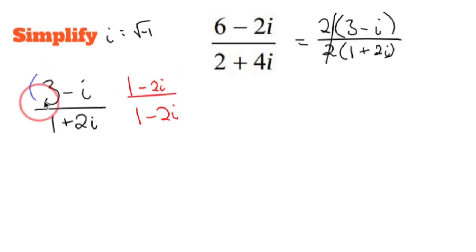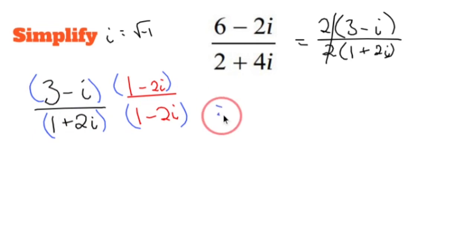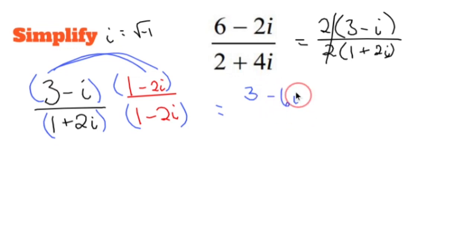So we have a FOIL problem upstairs. We have a FOIL problem downstairs. But the FOIL problem downstairs is going to make us happy. Upstairs we have 3 times 1. We have 3 times -2i, so minus 6i. We have -1 times i, so negative i. And we have negative i times -2i, which is positive 2i squared.